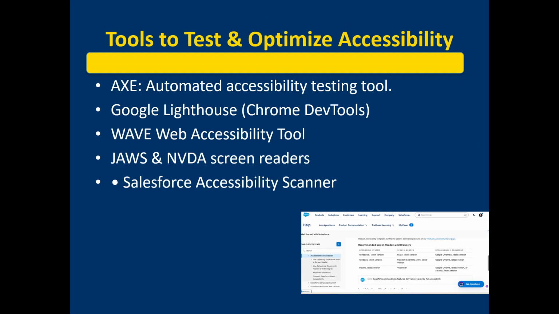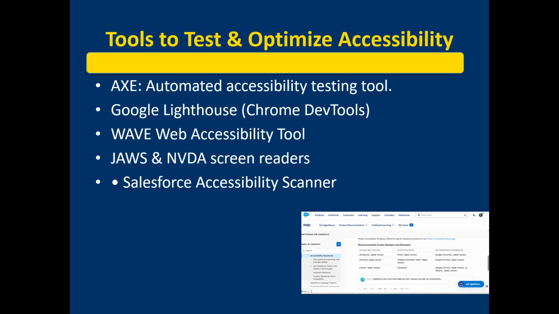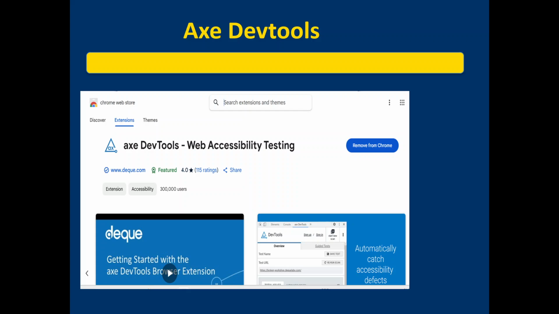In Google Chrome, there is also a dev tool called Google Chrome Lighthouse that can be used. There are multiple accessibility testing tools. We also have screen readers like JAWS and NVDA screen readers. That can also be used to test the accessibility. It will read out the content of the page and accordingly we can test the accessibility.